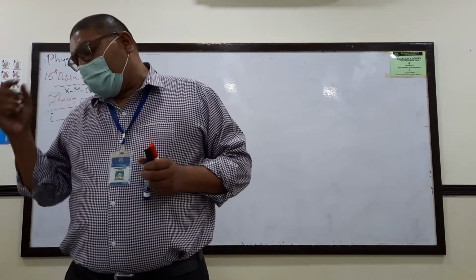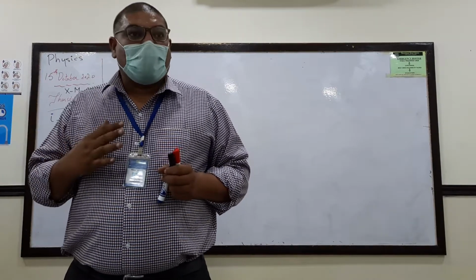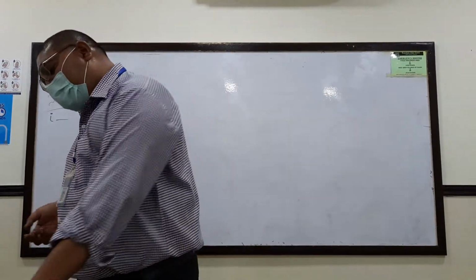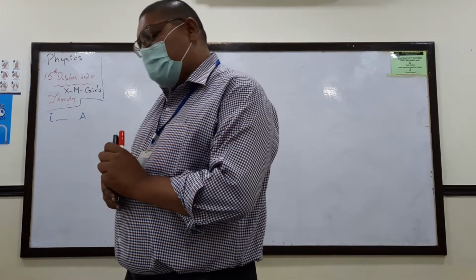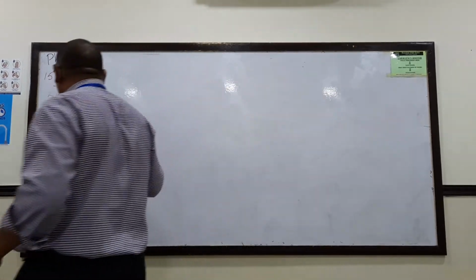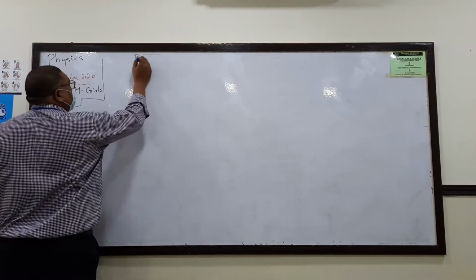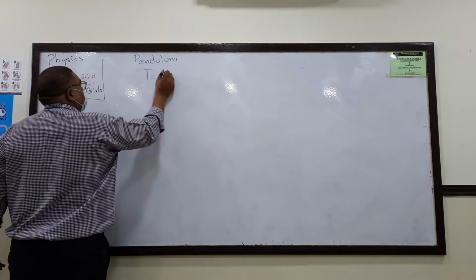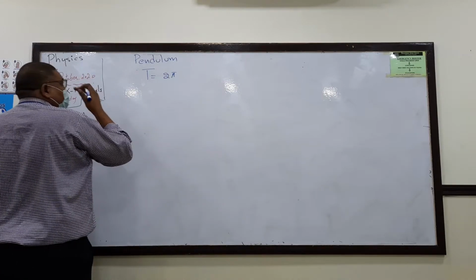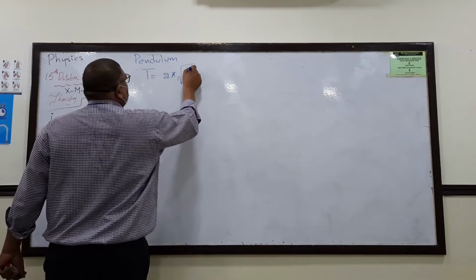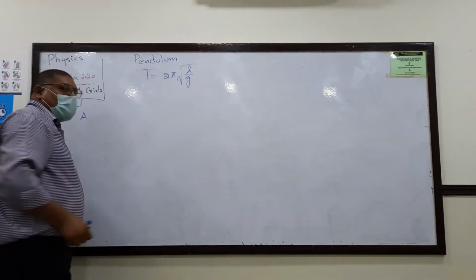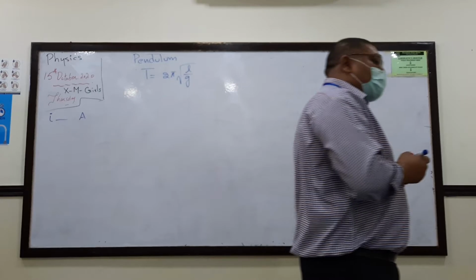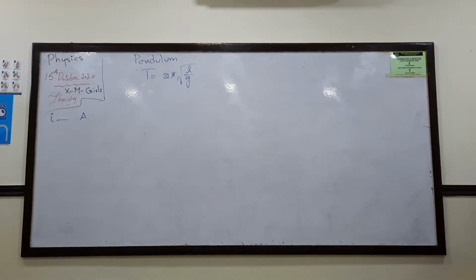If the mass of the bob of a pendulum is increased by a factor of 3, the period of the pendulum motion will be. You know, the pendulum. The time period for the pendulum is represented by 2 pi under root L by G. This is the formula for the time period of the pendulum, and in this formula, the mass is not included.